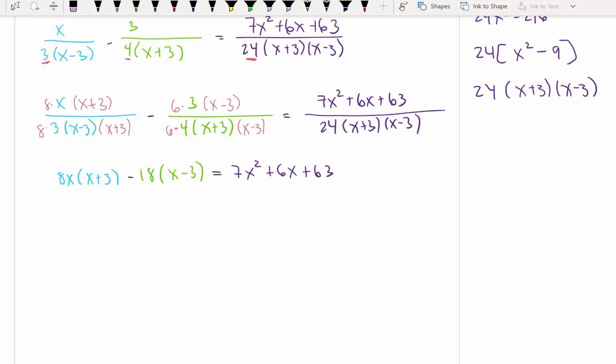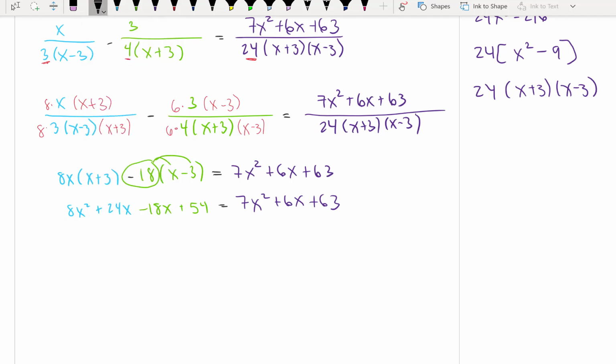So if that's the case, I'm going to go ahead and distribute so that I have 8x squared plus 8 times 3, which is going to give you 24x. And I have a negative 18 that I'm going to distribute. So a negative 18x, and 18 times 3 is a positive 54. And all of this is equal to that 7x squared plus 6x plus 63.